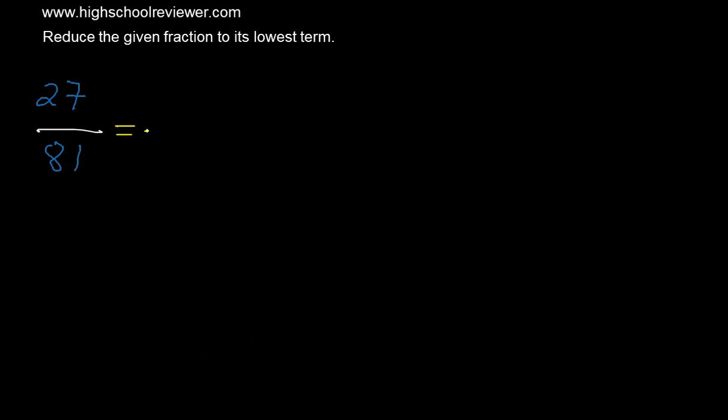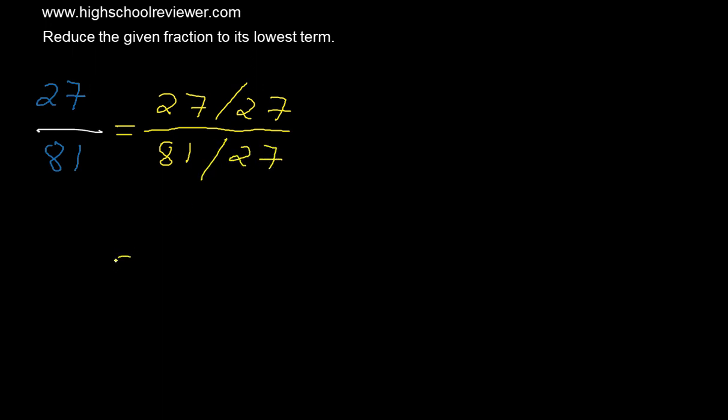The second step now is to divide the numerator, which is 27, by the greatest common factor, which is also 27, and divide the denominator also by the greatest common factor, which is 27. And then 27 divided by 27 is 1, and then 81 divided by 27 is equal to 3. We cannot simplify or reduce to its lowest term 1 all over 3. Therefore, 1 over 3 is our final answer.